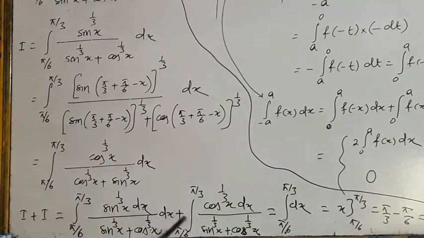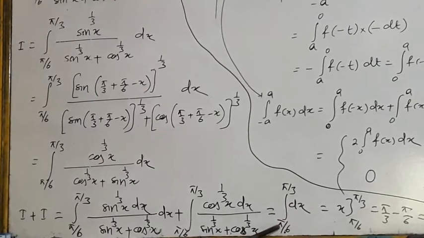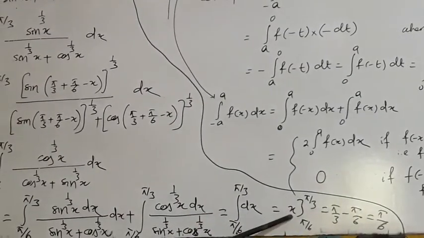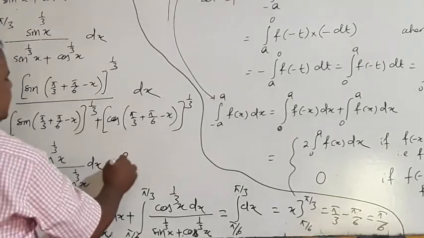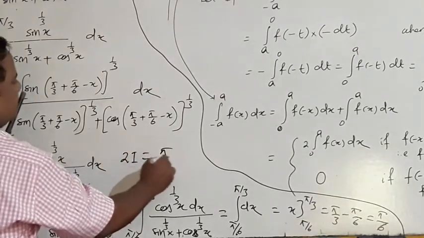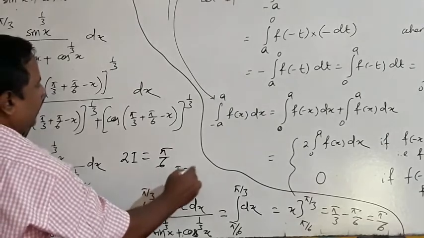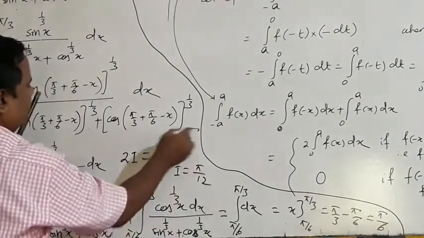The result will be what? Pi by 6 to pi by 3. When you add them, the numerator and the denominator will cancel. It will become dx. It is 30 degree, it is 60 degree. Now the integration of dx is x, from pi by 6 to pi by 3. Pi by 3 minus pi by 6, that is 60 minus 30, is pi by 6. So 2I is equal to pi by 6, I is equal to pi by 12. It is your answer.